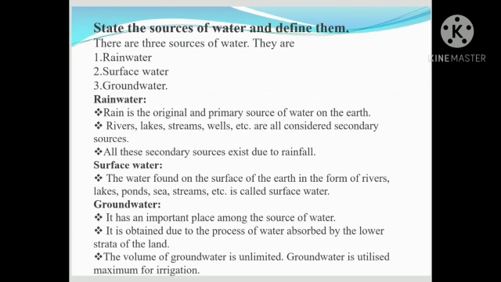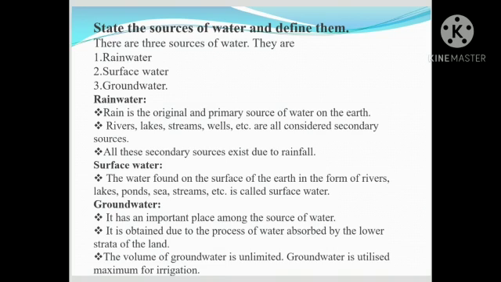State the sources of water and define them. There are three sources of water. They are rainwater, surface water, and groundwater. Rainwater: rain is the original and primary source of water on earth. Rivers, lakes, streams, and wells are considered secondary sources. All these secondary sources exist due to rainfall.